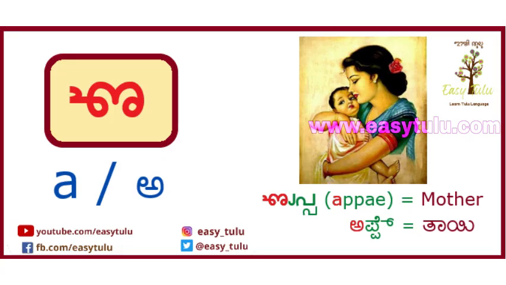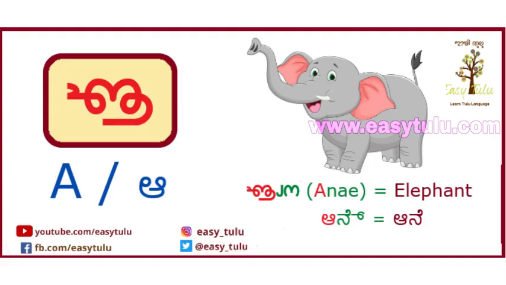Okay, first one is A. This is the short A sound. Example: appe. Appe means mother, tai in Kannada. Let us see how it is written. A. Second one is A.